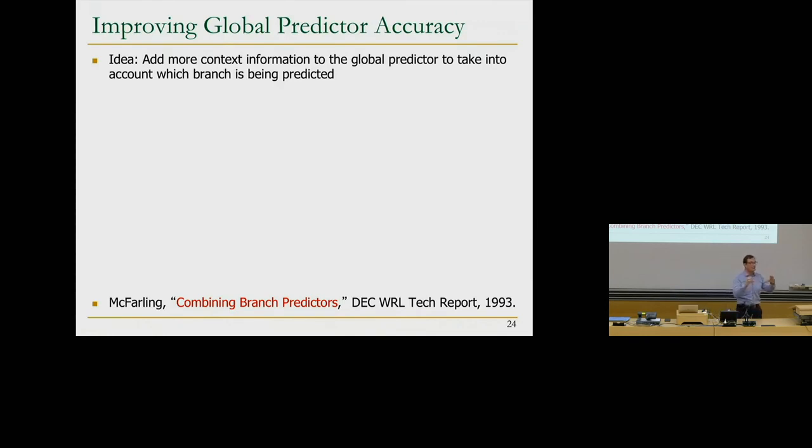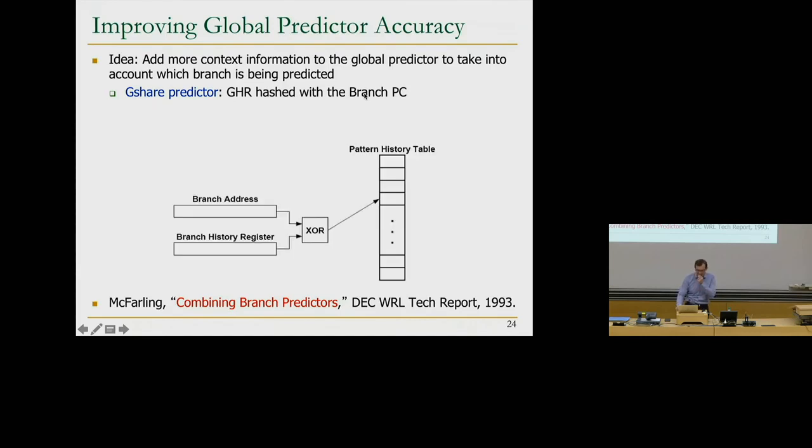Because whenever you look at this global history, different branches may see the same global history, but they may actually lead to different outcomes in the execution, because we're using a single global history for all branches in this case. If you add more context information to the global branch predictor, you can actually improve accuracy. And if you've done the reading, you've seen the Gshare predictor. It's essentially a global history register that's hashed with the branch program counter. So you add more context information.